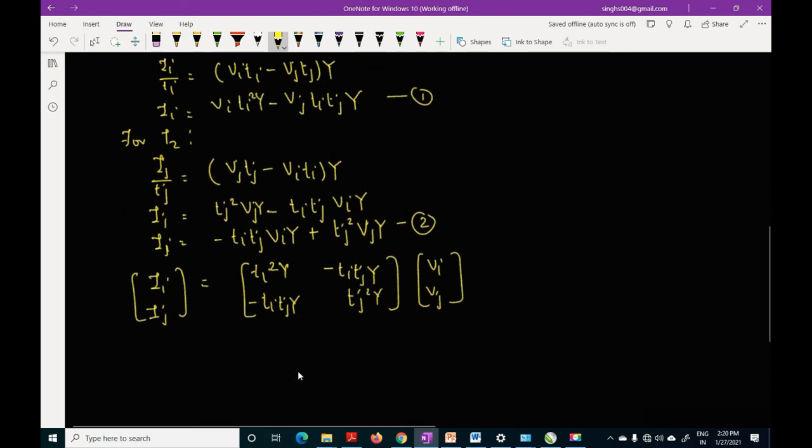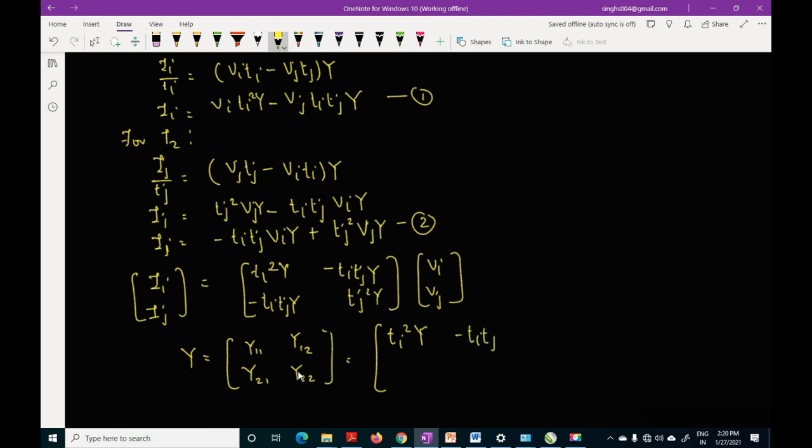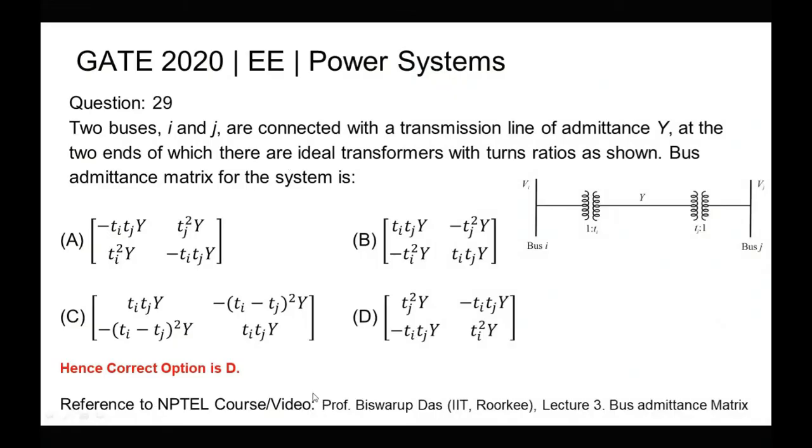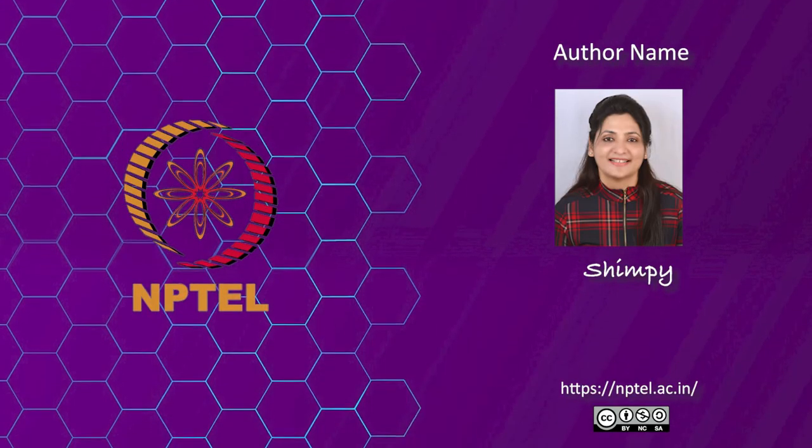Therefore, the admittance matrix is given by Y equals Y11, Y12, Y21, Y22 equals Ti square Y, minus Ti Tj Y, minus Ti Tj Y, Tj square Y. So this is the solution for the admittance. Hence, option D is correct. Thank you.